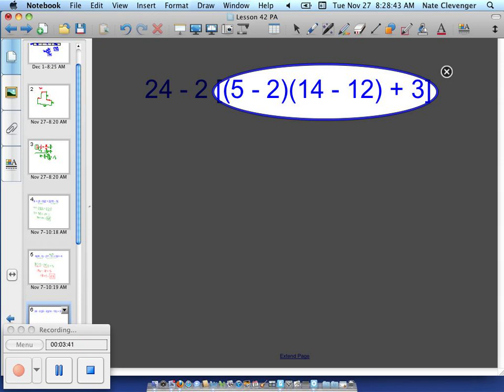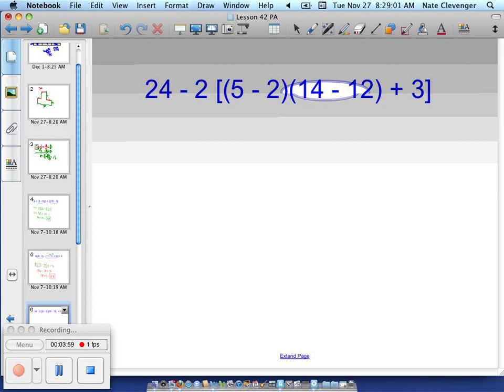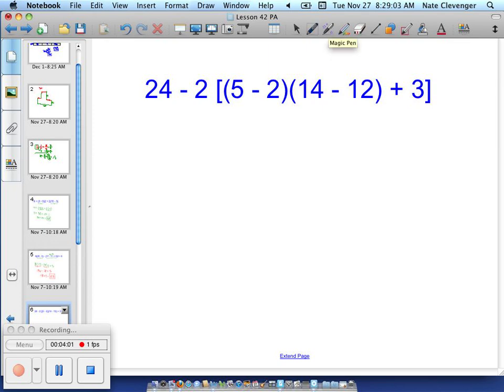So when we look at that bracket, inside the bracket we have parentheses. And so inside the brackets there, we start our order of operation again. So we'll end up taking our parentheses, 5 minus 2, we'll work that out. 14 minus 2, work that out. And then we'll have to simplify. So let's take a look at that. Can I go ahead and write 24 minus 2, combine those, make that 22?